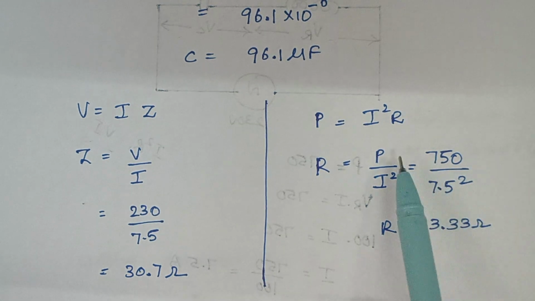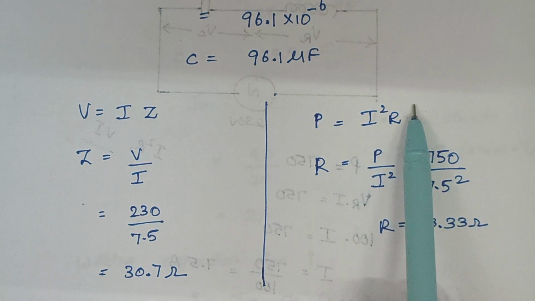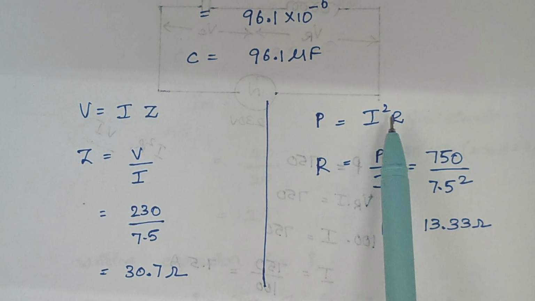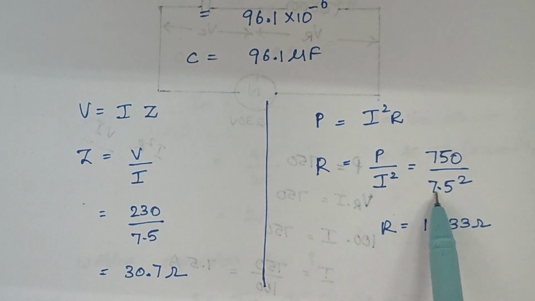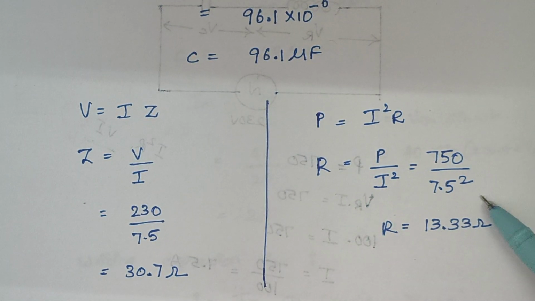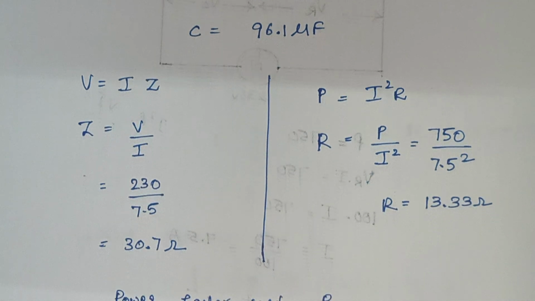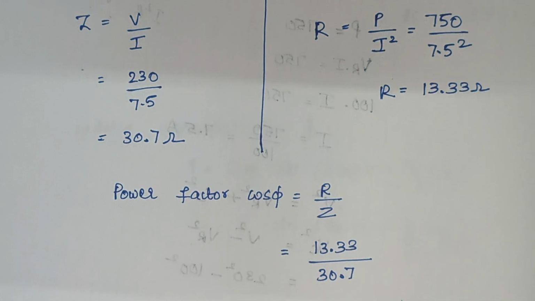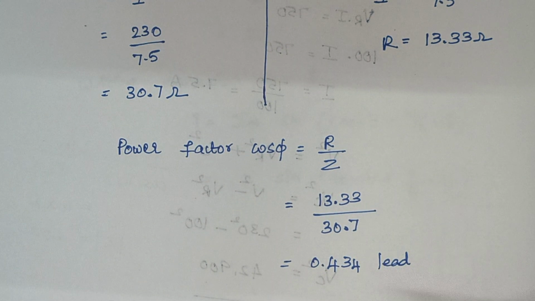The next thing is, power is given. Now we are using this formula to calculate R. P is equal to I square R, therefore R is given by P by I square. Just substitute the values, and the answer is 13.33 ohms. Finally, the power factor cos phi is given by R by Z. Just substitute it here and the final answer is 0.434, leading, because it is a capacitor circuit.